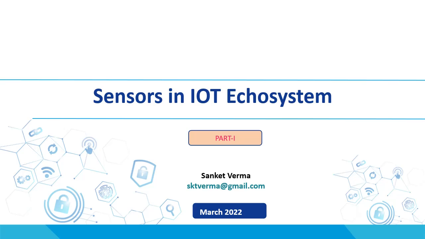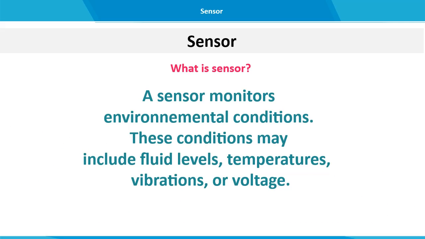These sensors are used in IoT devices. A sensor monitors environmental conditions. These conditions may include fluid level, temperature, vibration or voltage. Sensors are widely used to capture data. The data can be real time, which include the current temperature, pressure and humidity. It can also measure the distance between two objects.